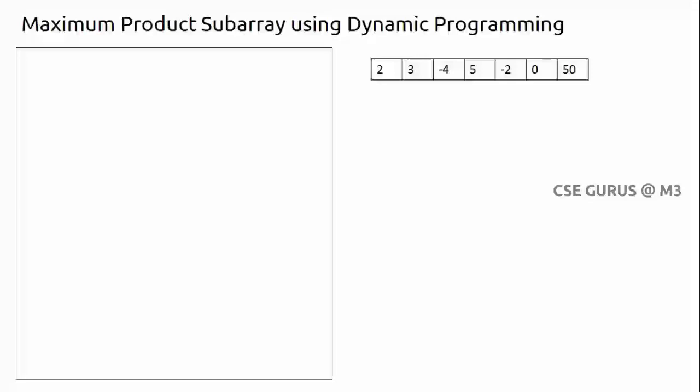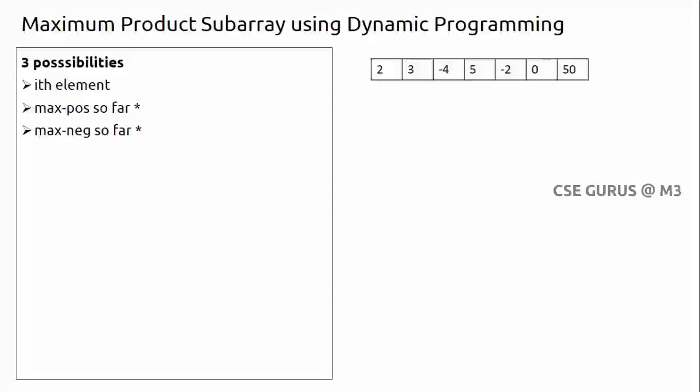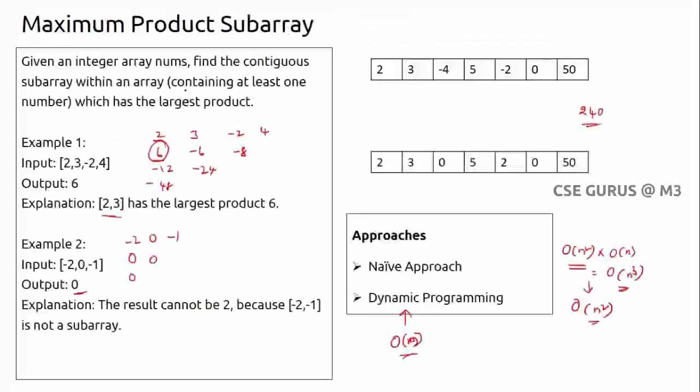There are basically 3 possibilities of getting the maximum product. The first is the ith element, only one element itself. Sometimes you may get a value like 5000, and even if you take the product with the other 5, you cannot get 5000. So sometimes only one element gives the maximum, and that you can also take. In the question itself it is given that it contains at least one number. That is also an answer.